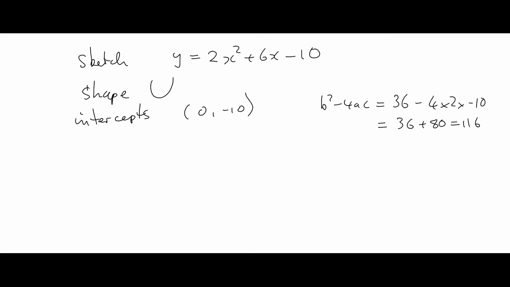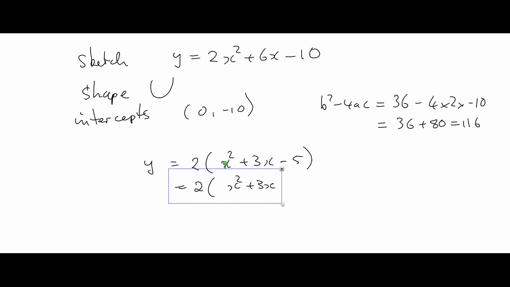Or we can still do this by completing the square. So let's do that. To complete the square, first of all, as we have a coefficient of 2, factorize it. So y equals 2 bracket x squared plus 3x minus 5, like that.